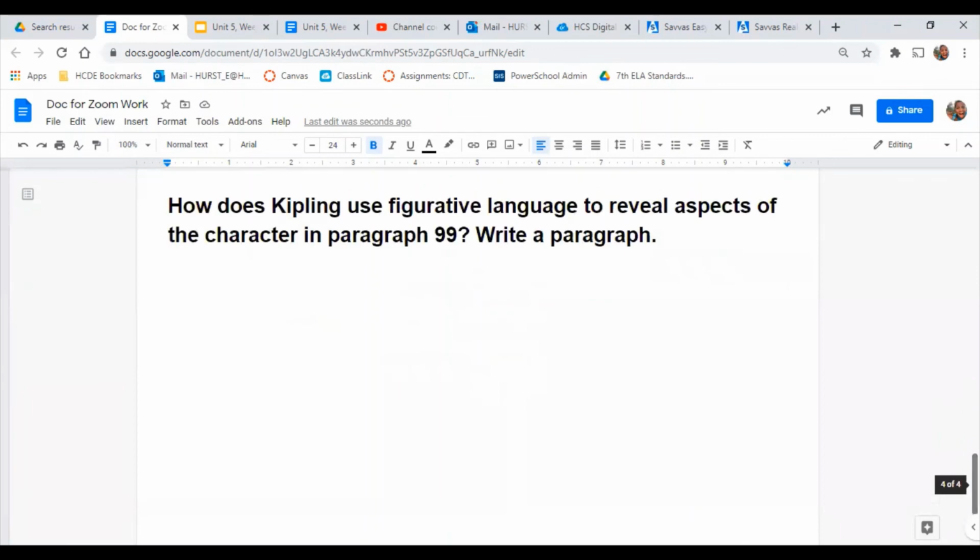So this is your exit ticket. How does Kipling use figurative language to reveal aspects of the character in paragraph 99?